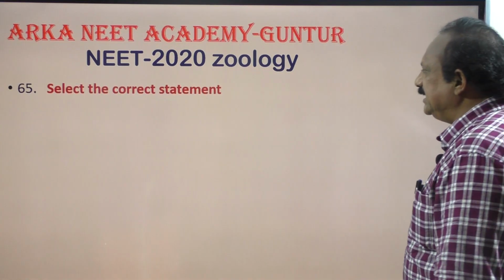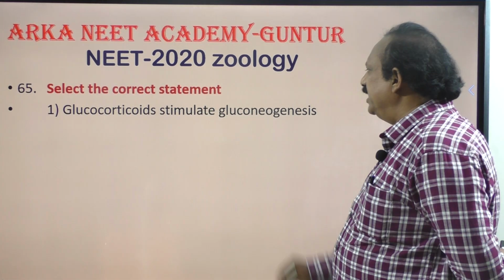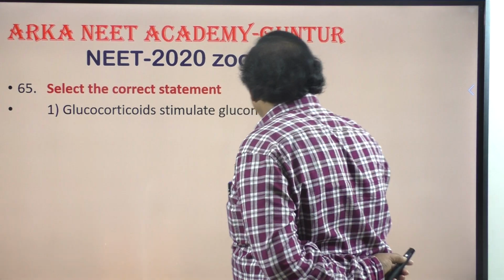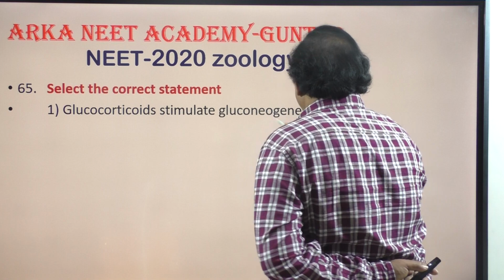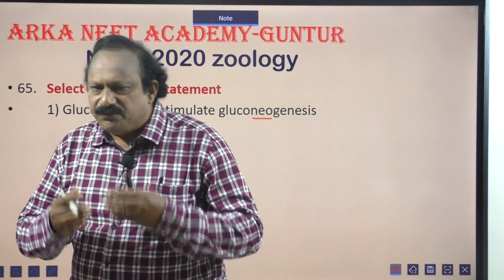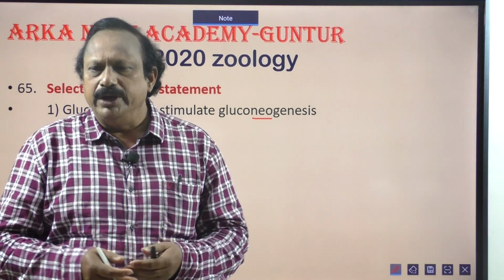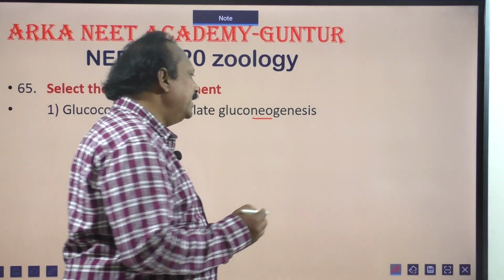Next, come to this. Select the correct statement. Glucocorticoids stimulate gluconeogenesis. Neo means, here the point is this one. Neo means new. The production of glucose from non-carbohydrate sources is called gluconeogenesis. Okay. Now look at this one.